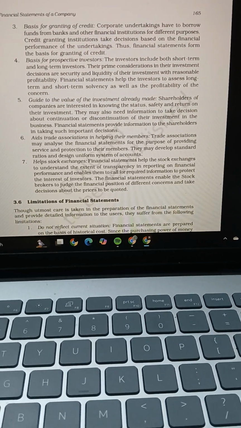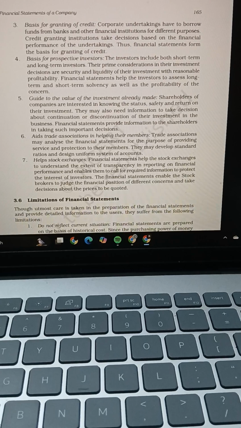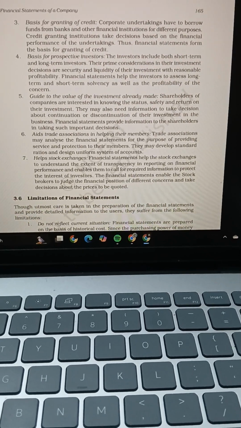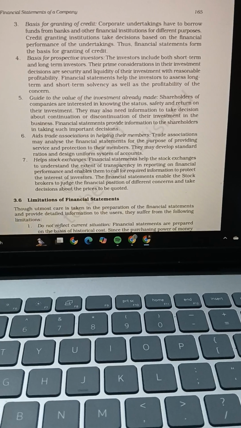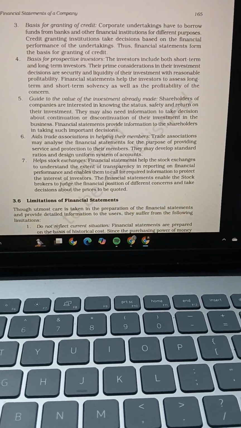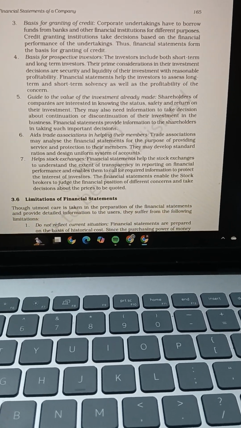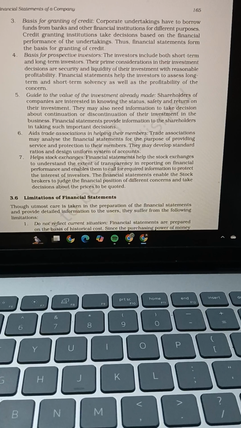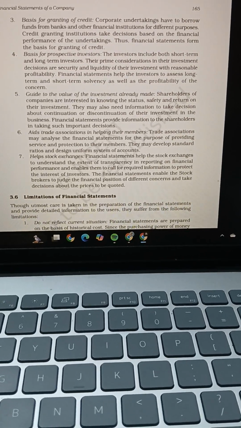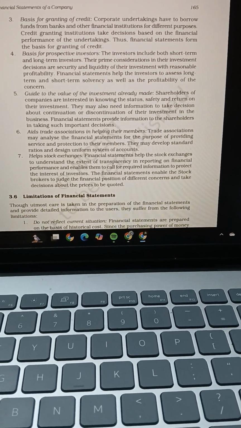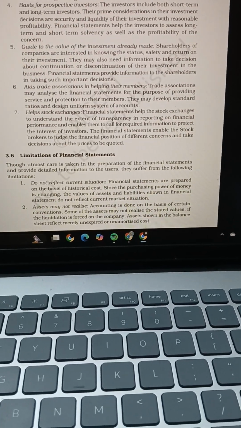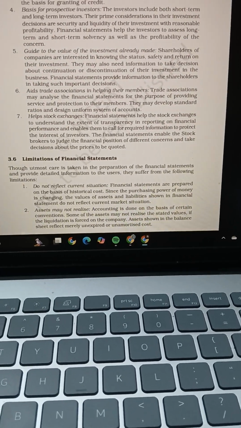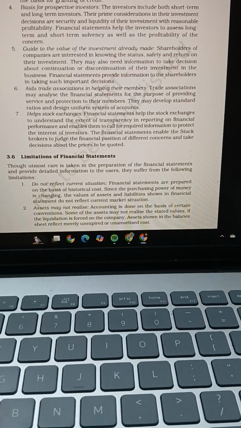The fourth one is basis for prospective investors. The investors include both short-term and long-term investors. Their most important considerations in their investment decisions are security and liquidity. Liquidity means easily converting their investment into cash with reasonable profitability. Financial statements help the investors to understand the long-term and short-term solvency as well as the profitability of the concern.